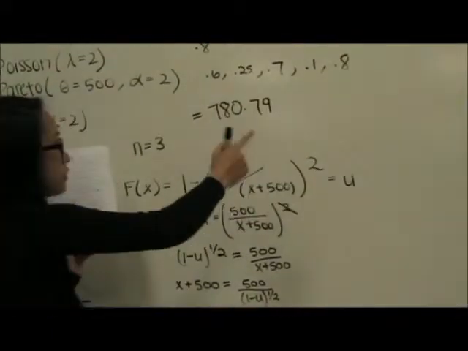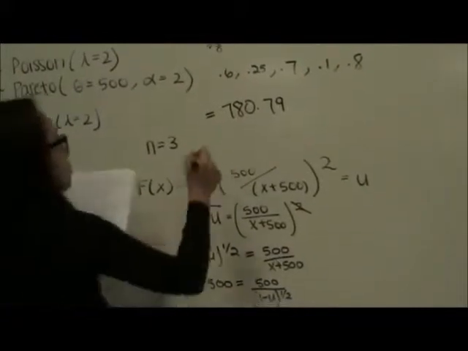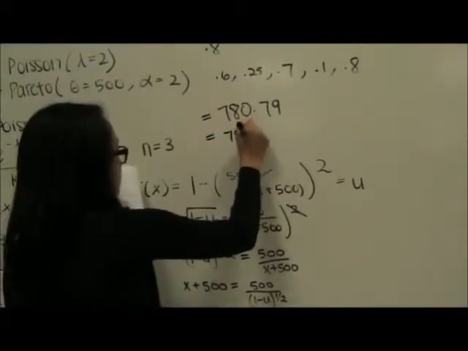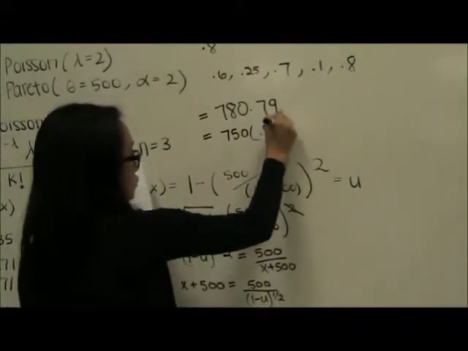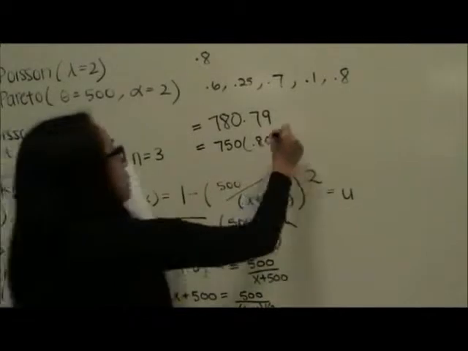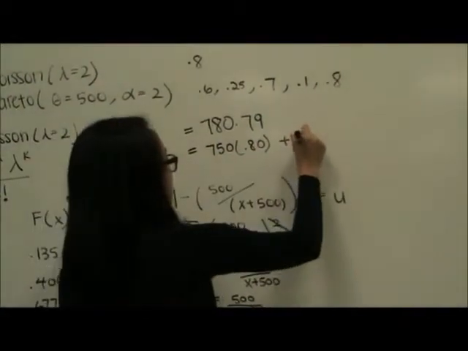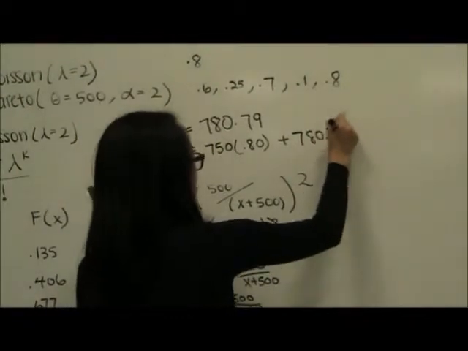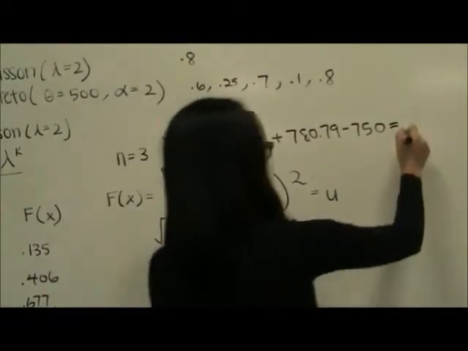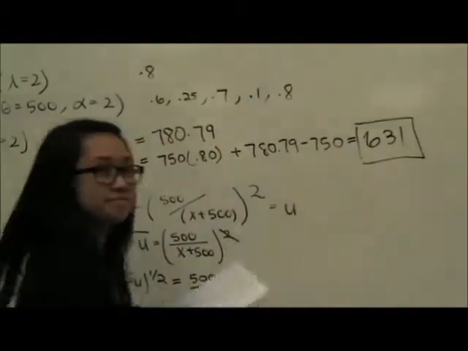However, this is not the end because we're asked what the premium is, and you know that the premium is calculated as 80% of the first 750. So you pay 80% of the first 750 in claims, plus 100% of anything in excess of 750. So 780.79 minus 750. And this gets you your final answer, which is 631. And that's it.